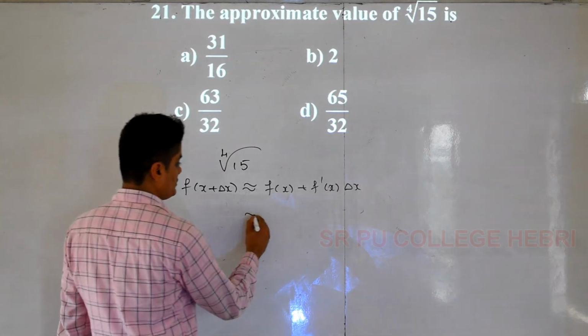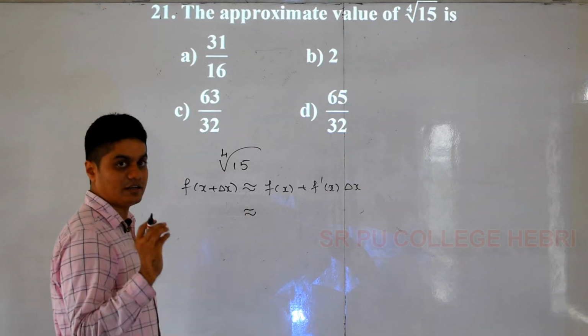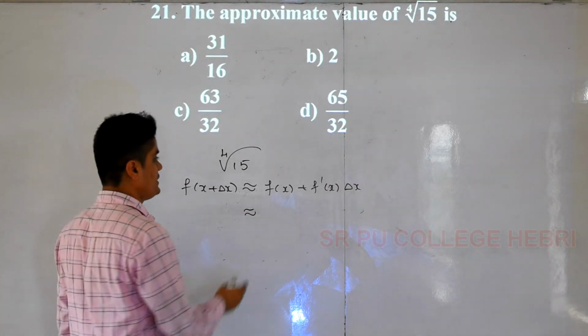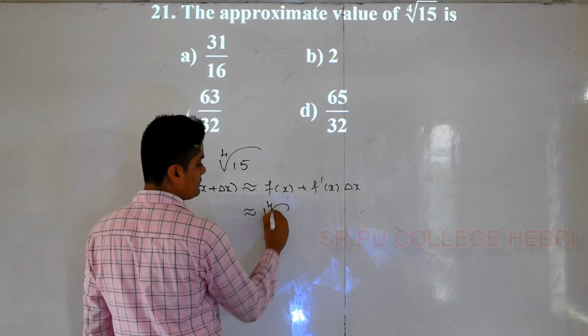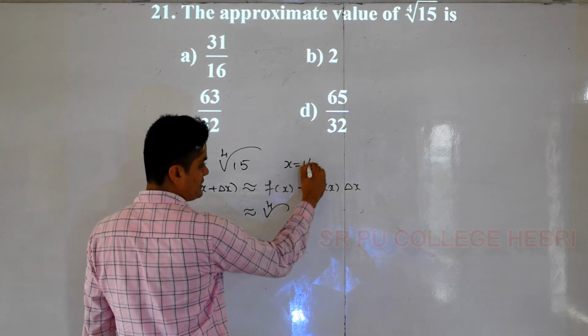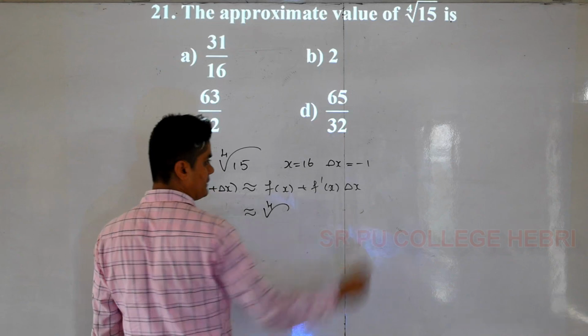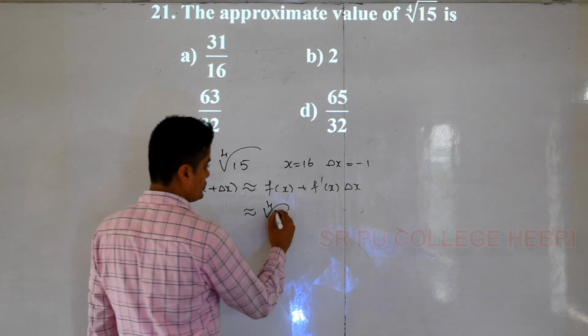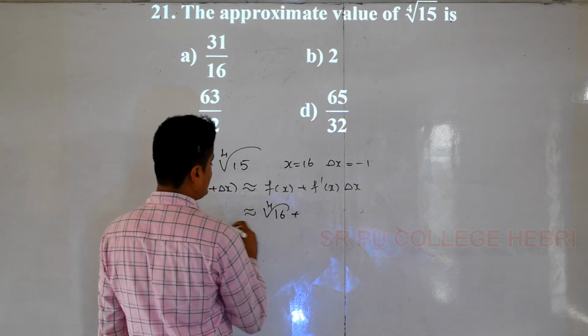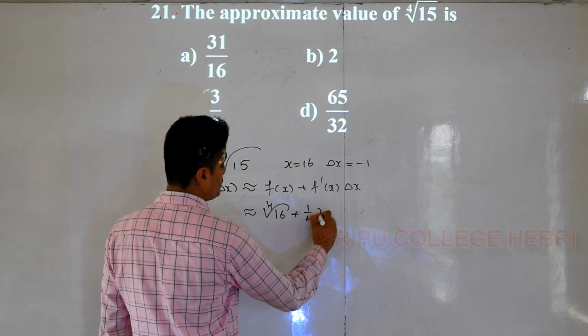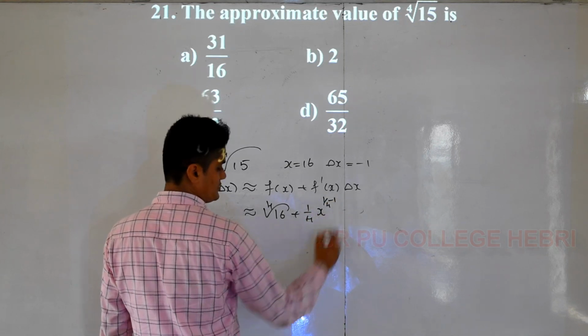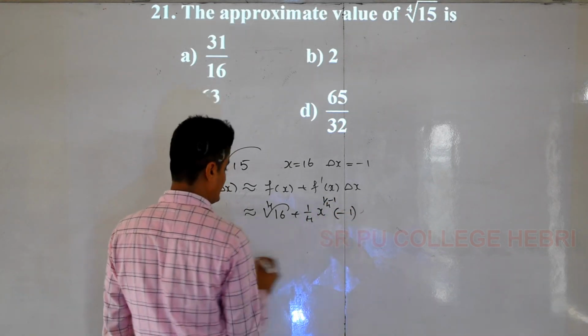Each and everything is no need, right? That itself becomes a shortcut method. f of x is fourth root of x, x should be 16, delta x is equal to minus 1, correct? So it is 4th root of 16 plus f dash of x, 1 by 4 into x to the power 1 by 4 minus 1, delta x is minus 1.